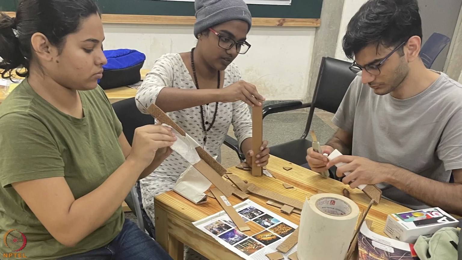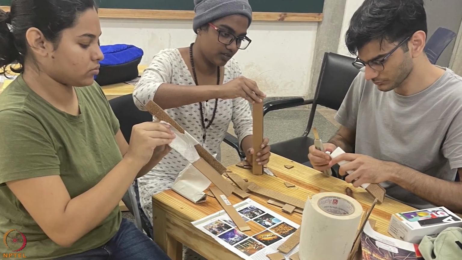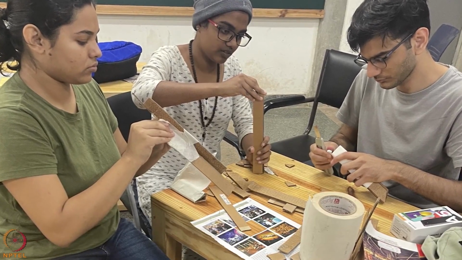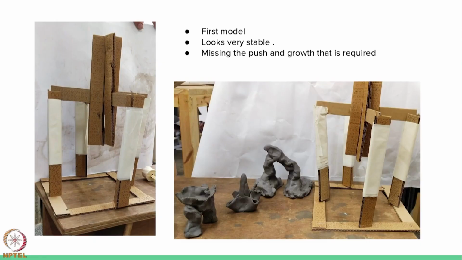And then we worked as a group together and started making the models. So as a group, we started making cardboard models by taking everyone's sentences. Mine was radiating up, another member's was pushing upwards. So we started by making these cardboard models, using the clay doodles as references.